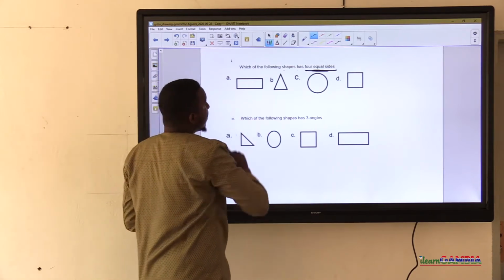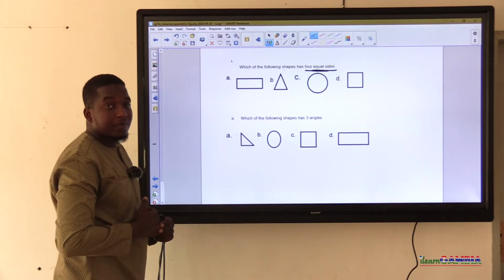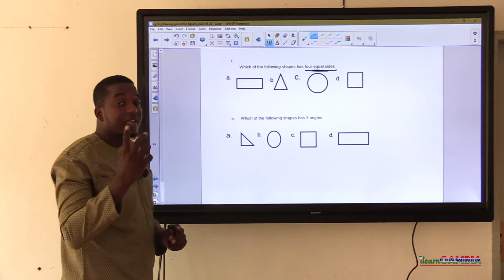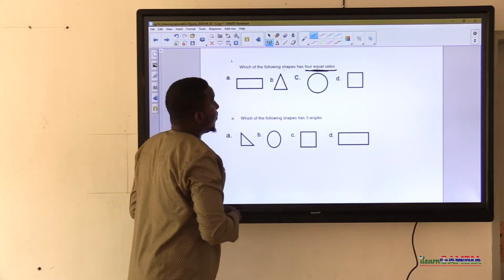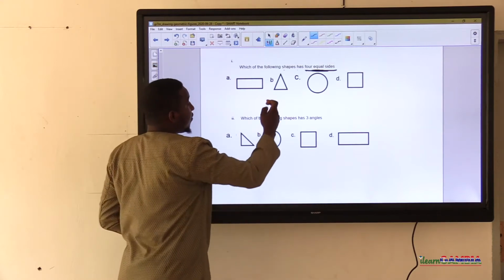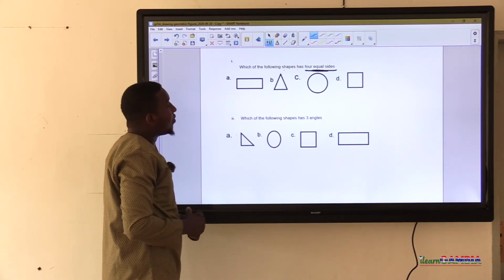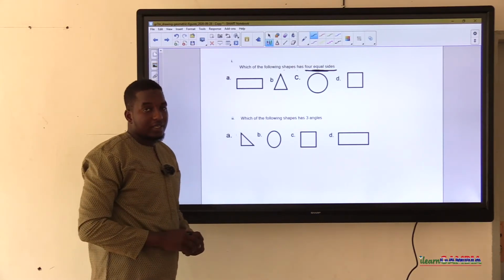We look at option B. Option B, we have a triangle. And what we know about triangles, they are shapes that have 3 sides. And if we verify by counting, we realize that that is true. We have 1, 2, 3 sides. So it doesn't answer our question. Which of the following shapes has 4 equal sides?